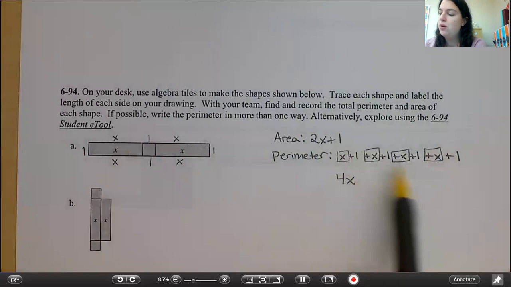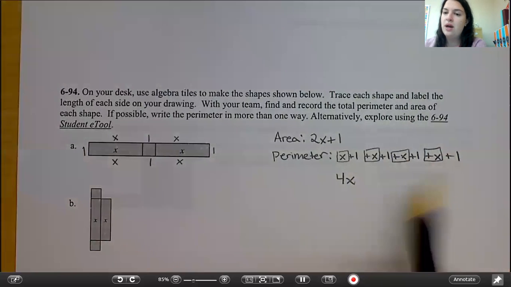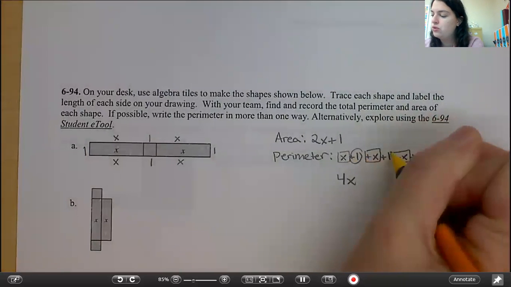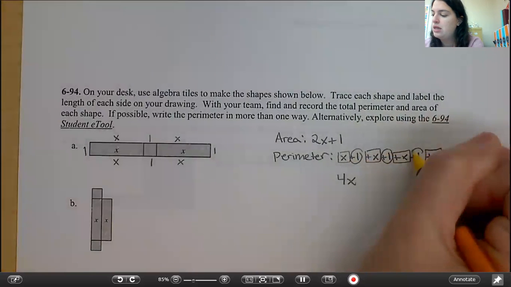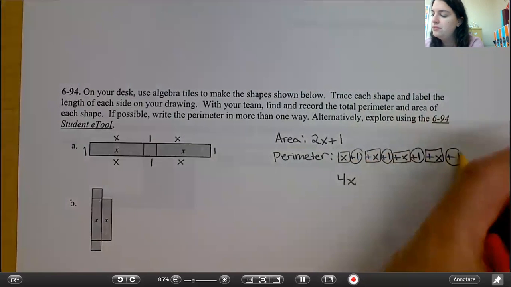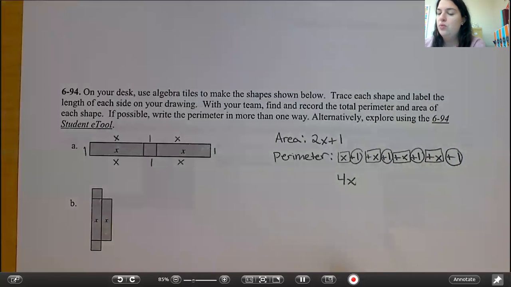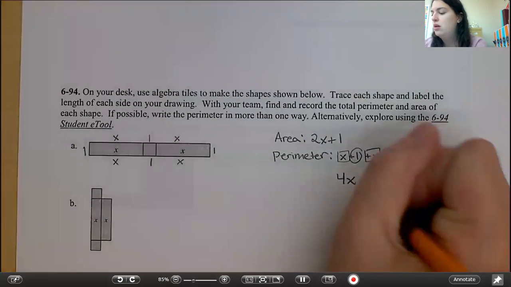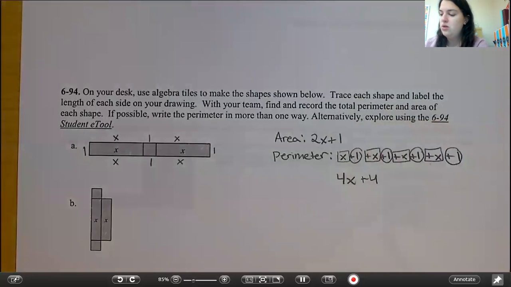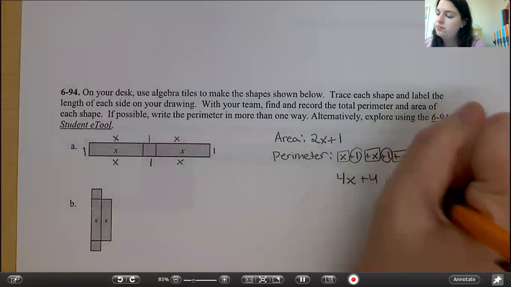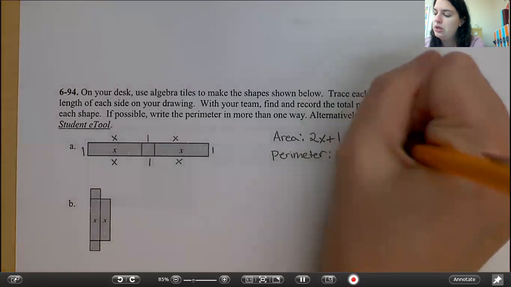Now I can worry about my ones. The ones don't have any variables after them, so I can add all those. I'm going to draw circles around those because it's a different shape than the X's. So again, we have 1 plus 1 plus 1 plus 1. 1 plus 1 plus 1 plus 1 is 4. So our perimeter is 4X plus 4. Remember, this would be units, and this would be units squared.